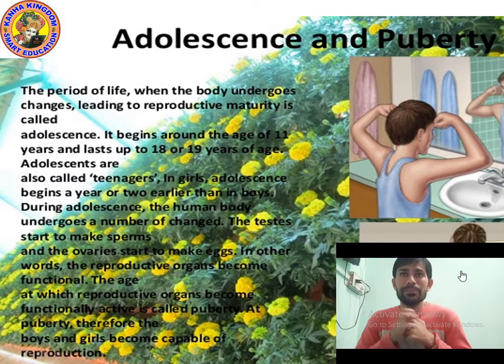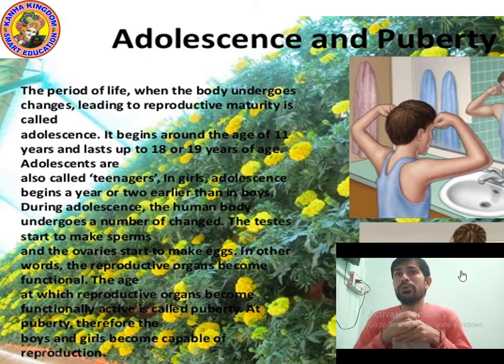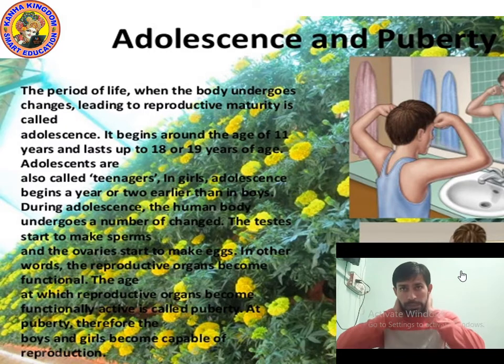So what is the meaning of adolescence? Reproductive maturity occurs during this period of life when the body goes through change. It begins around the age of 11 years. The changes in our body start from age 11 and last up to 19 years of age. Adolescents are also called teenagers.